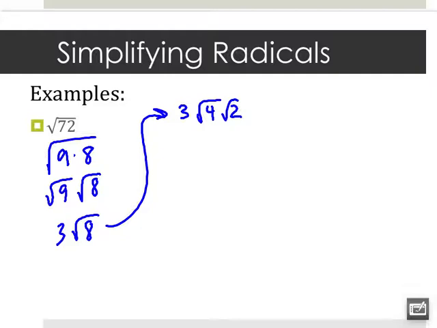Square root of 4 is? 2. 2. What do I do with the 3 and the 2 then? Multiply them. So 3 times 2 times the square root of 2. 6 square roots of 2. Okay, so you're not sure if you simplified the radical correctly. Well, type 6 square roots of 2 into your calculator. Go ahead and check it. Beautiful.